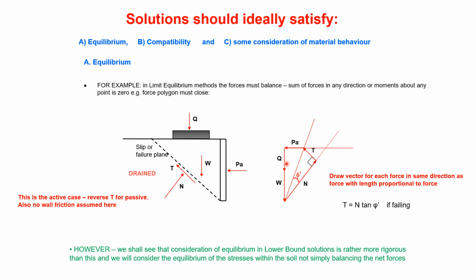That was very simple. That was just for limit equilibrium. But we're going to see something much more sophisticated when we get to lower bounds in the next bit of the lecture. Not right now. We're going to do something much more rigorous in lower bounds. We're not going to just consider the global equilibrium of forces. This is resolving, as you say, in the large. We're going to consider the stresses at each point in the soil and consider whether they are permissible, whether they are allowable or not. That's much more sophisticated.